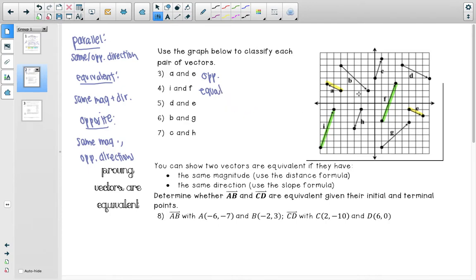Same thing. All right. We have D and we have E. They're not the same size, so they're not the same magnitude. But they are going the same direction. So I'm going to highlight that. That's parallel. Okay. And then we'll highlight this one.